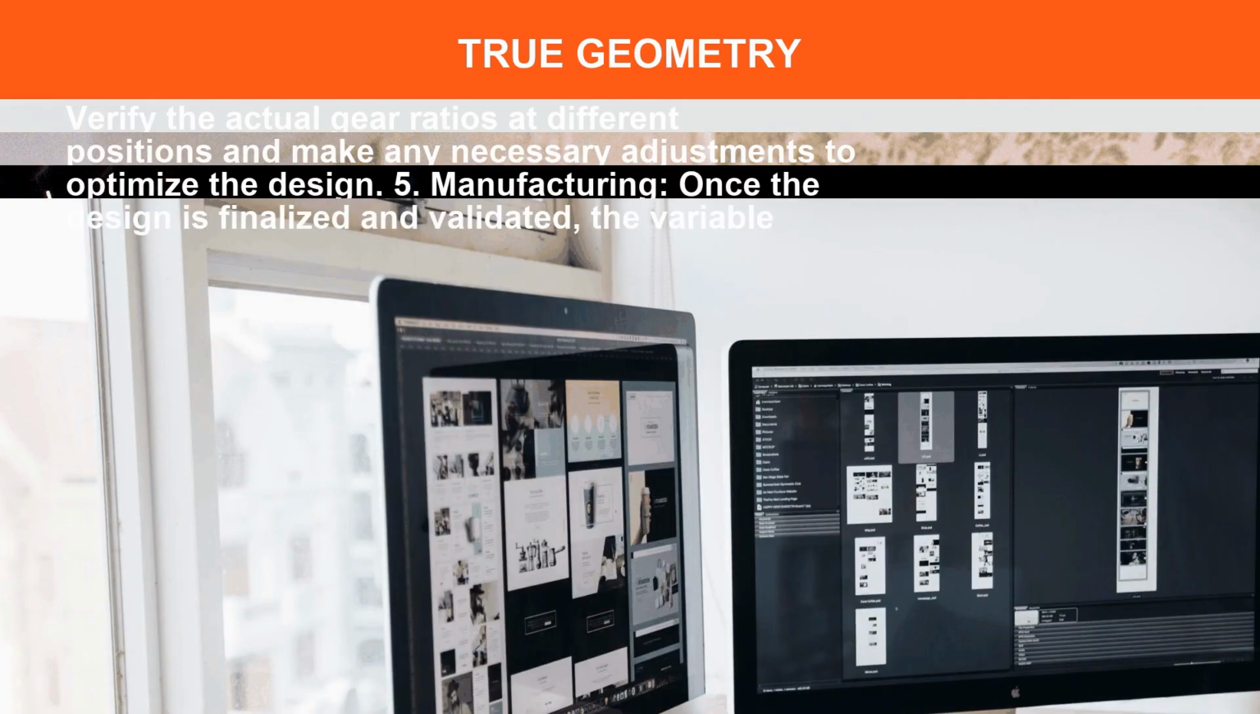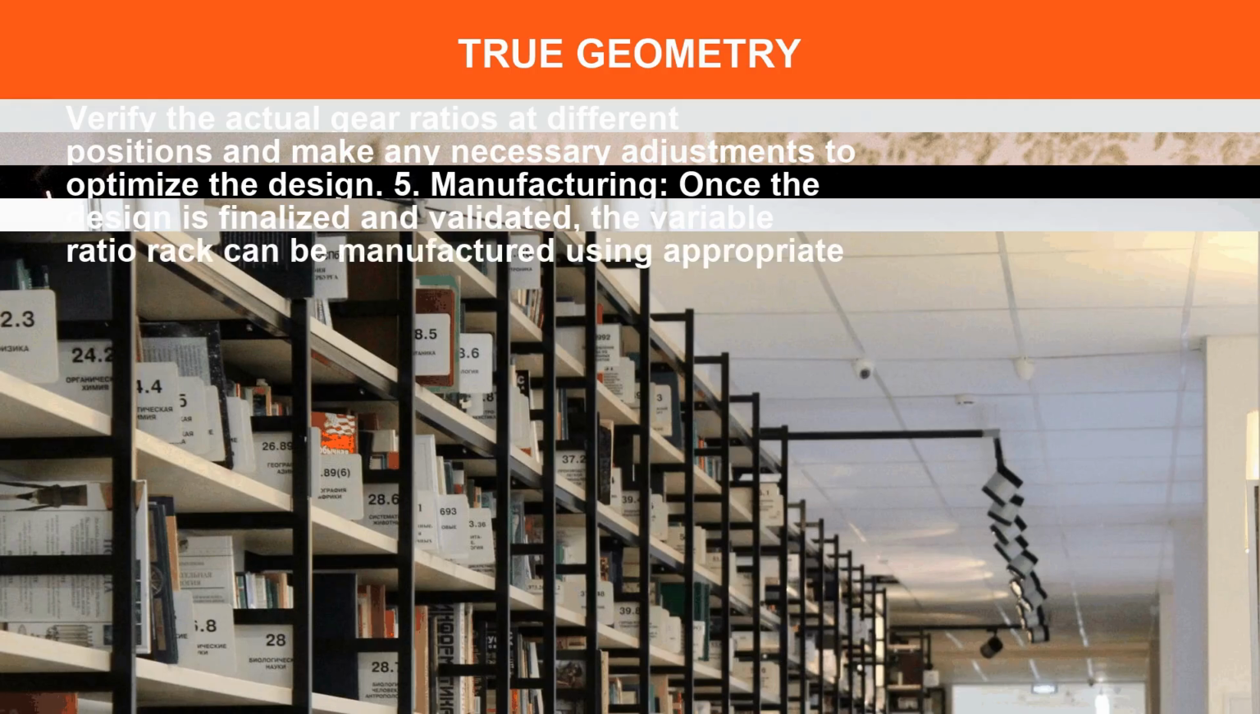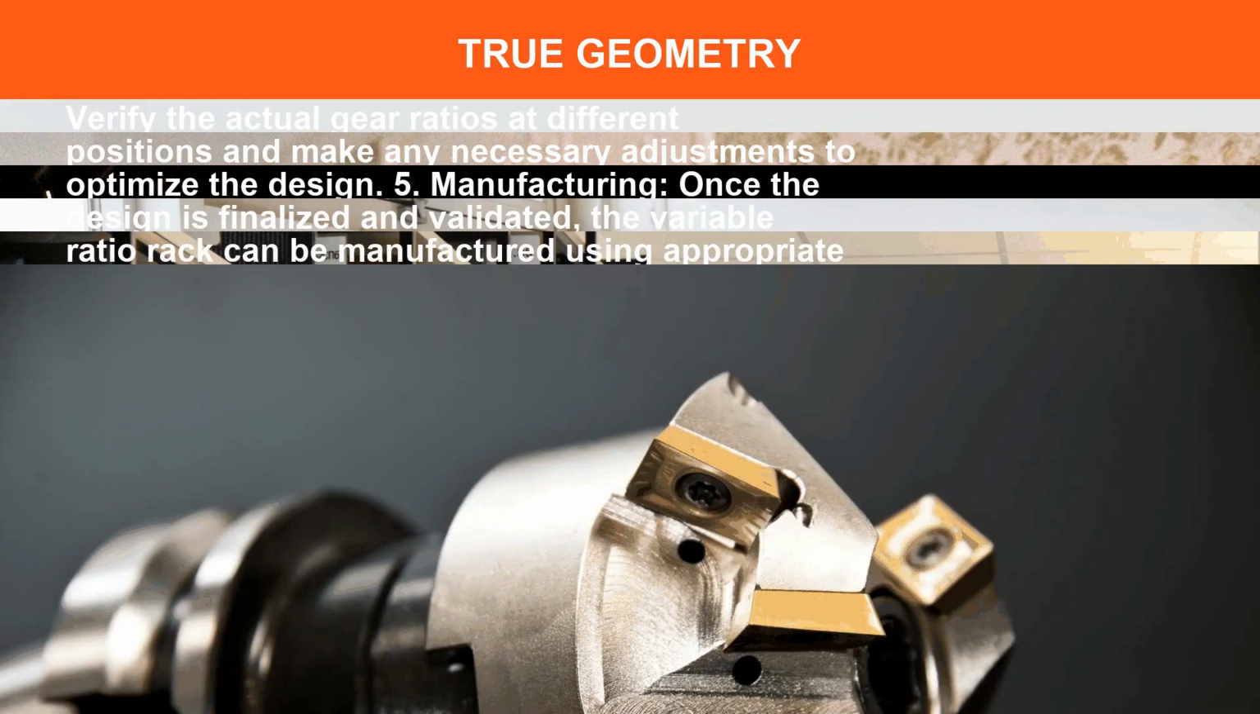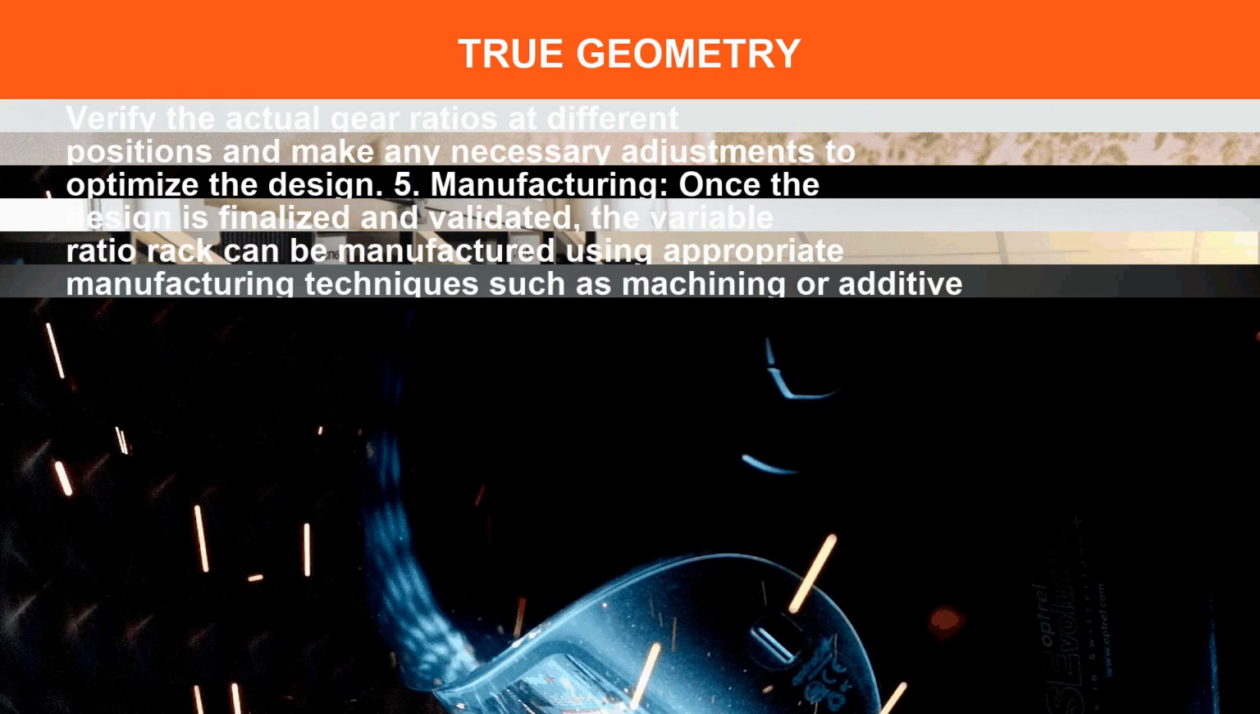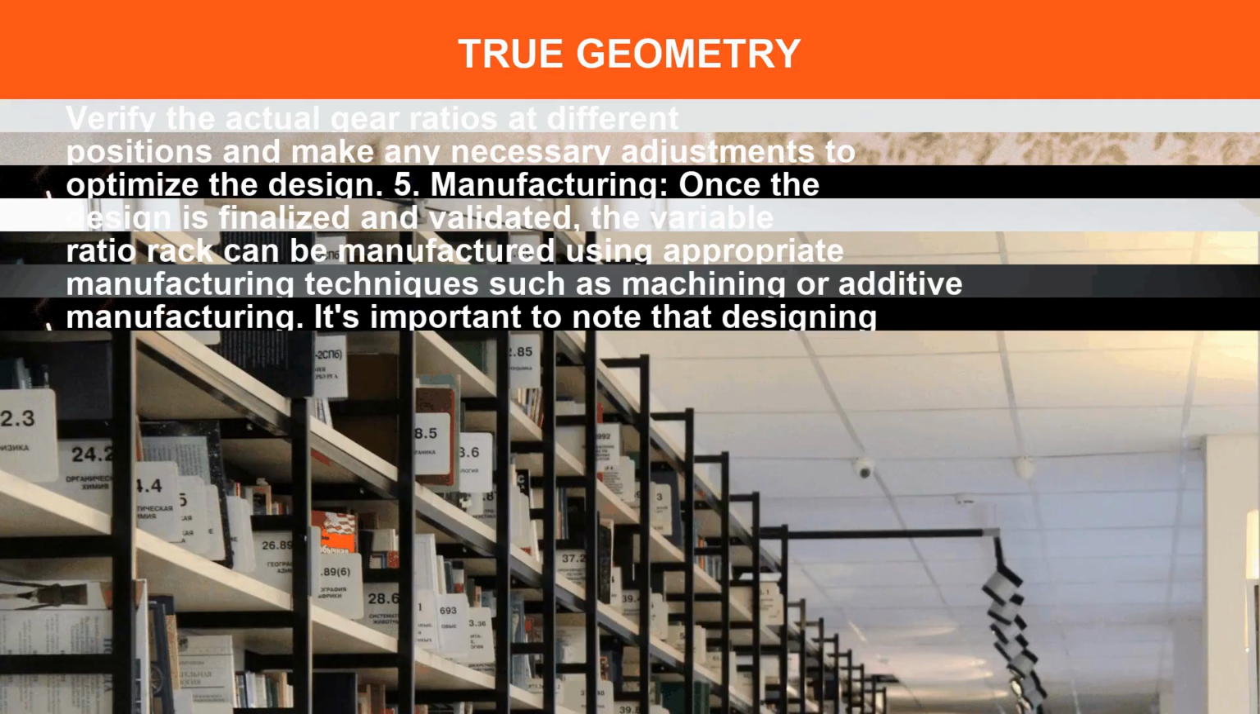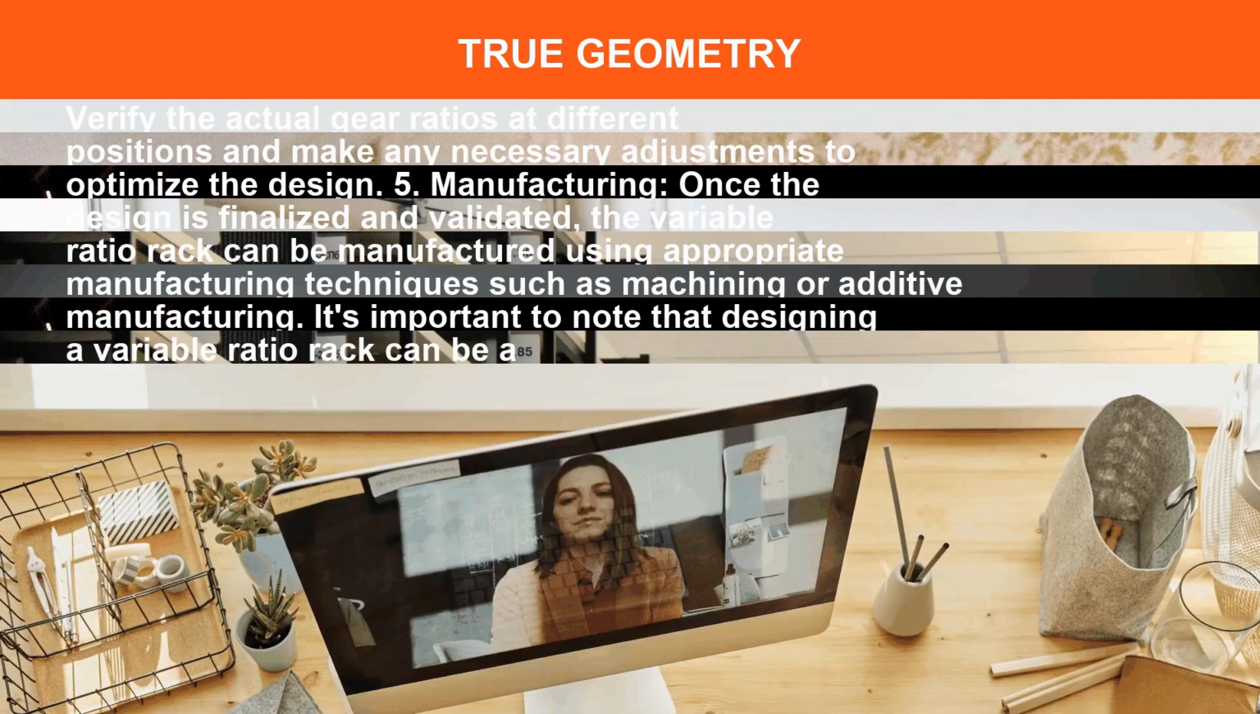Manufacturing. Once the design is finalized and validated, the variable ratio rack can be manufactured using appropriate manufacturing techniques, such as machining or additive manufacturing.